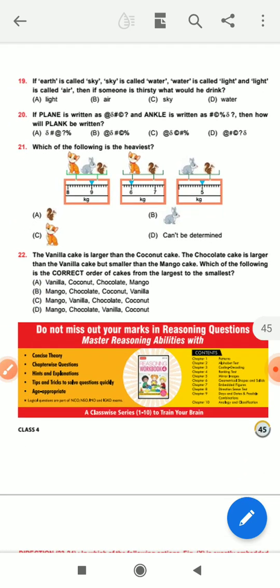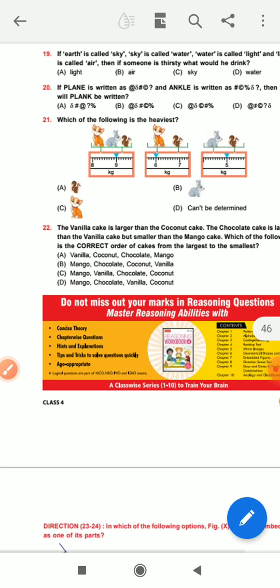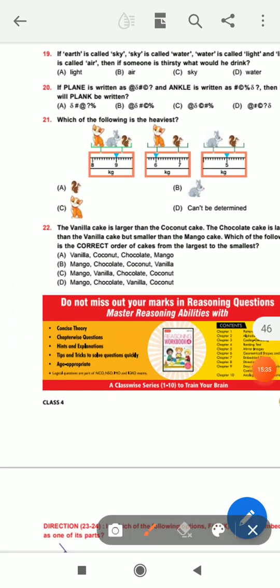If earth is called sky, sky is called water, water is called light, and light is called air, then if someone is thirsty, what will he drink? So the answer is option A, light. Okay, student. Next question, question number 20.